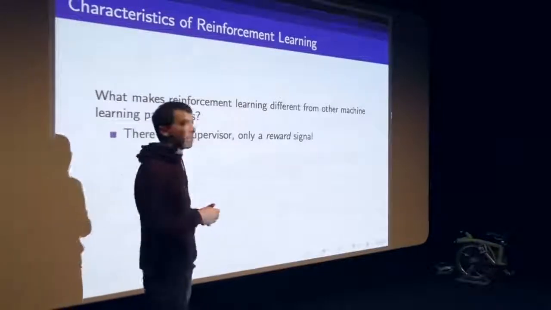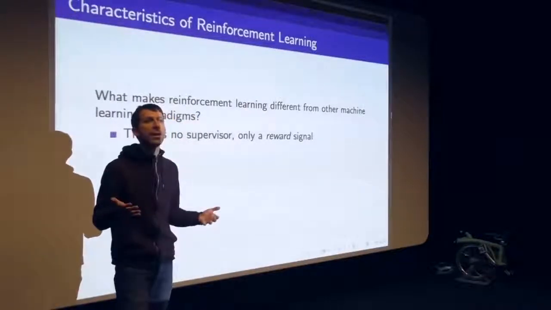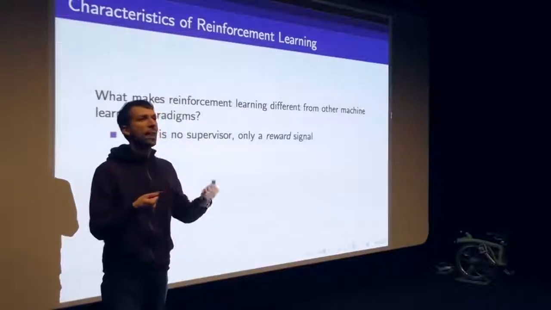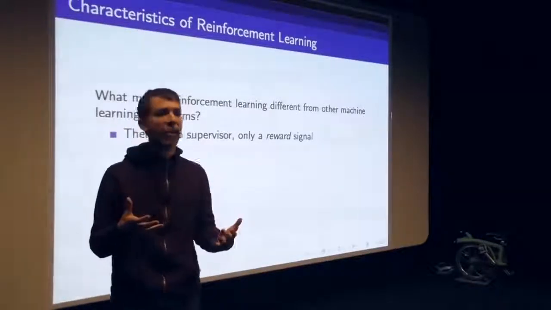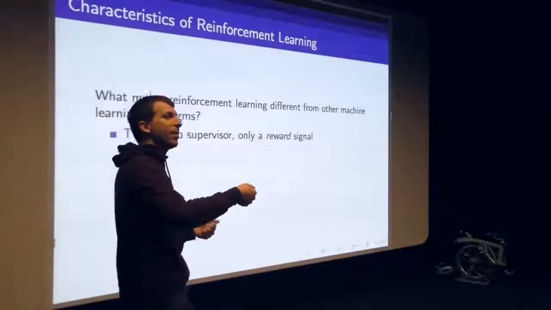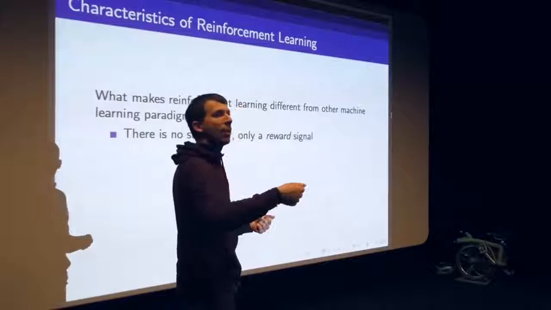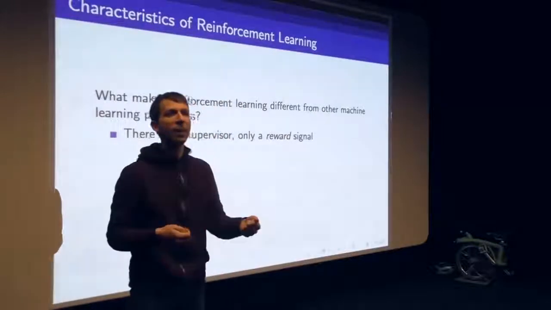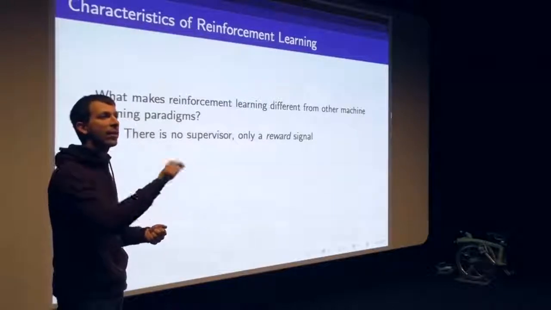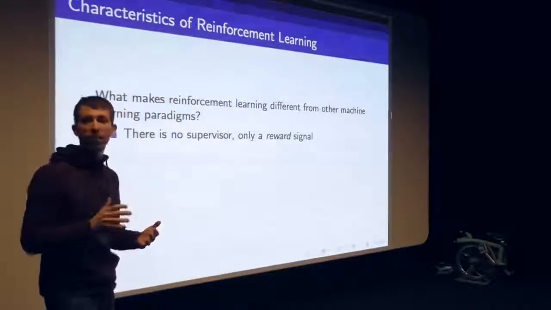So the first one is maybe the most obvious, that there's no supervisor. When we do reinforcement learning, no one tells us the right action to take. Instead, it's a trial and error paradigm. There's just this reward signal saying, that was good, or that was bad, or that was worth 3 points, or that was worth minus 10 points. No one actually says that was the best action to take in this situation. So there's no supervisor.